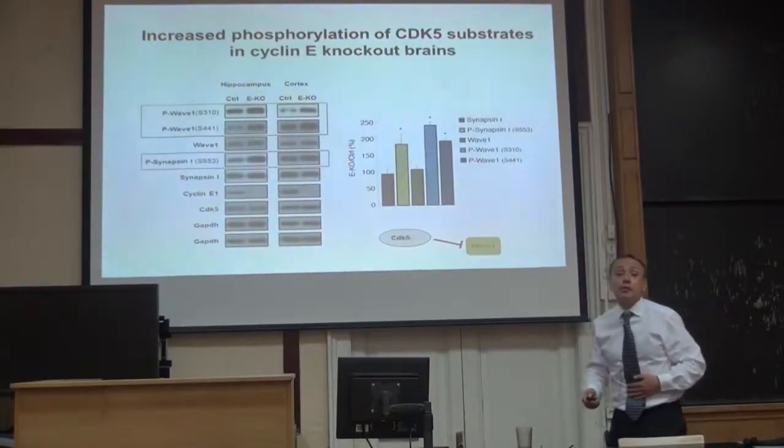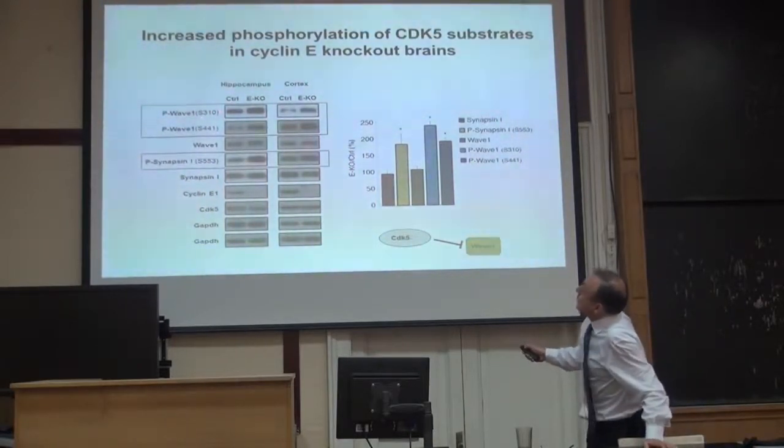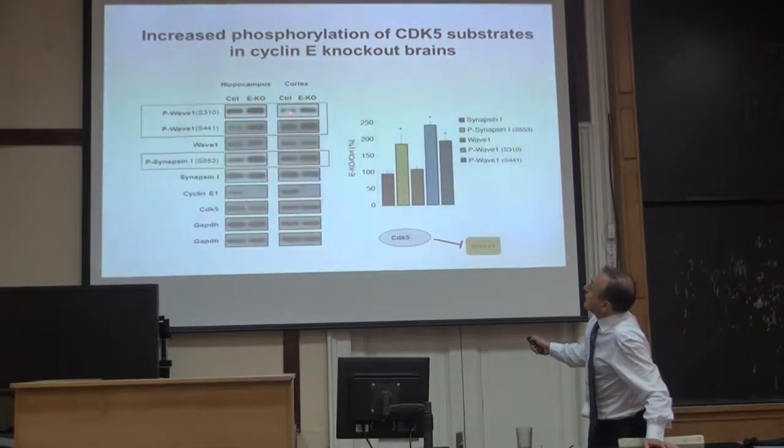So now we can look at the phosphorylation of those substrates, and this is using the phospho-specific antibody. So this is a protein called WAVE, this is phosphorylation in a control brain, and this is cyclin E knockout brain. It's clearly higher. This is another site. This is control and cyclin E knockout, clearly higher. The level of the protein is not different, it's just the phosphorylation is different.